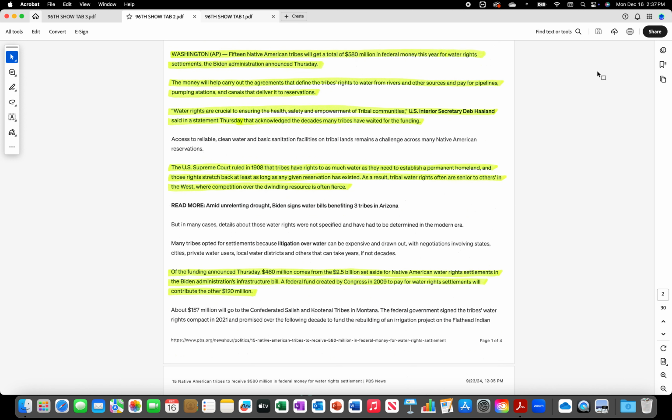The U.S. Supreme Court ruled in 1908 that tribes have rights to as much water as they need to establish a permanent homeland. And those rights stretch back at least as long as any given reservation has existed. So before the Native Americans were on reservations, that right or that agreement was in place.